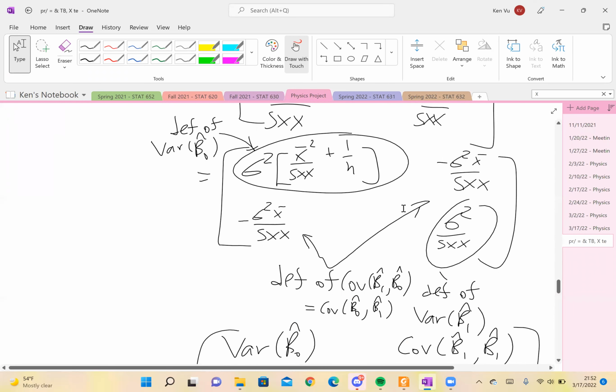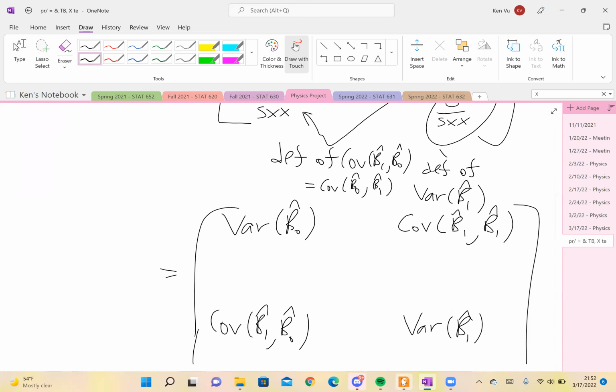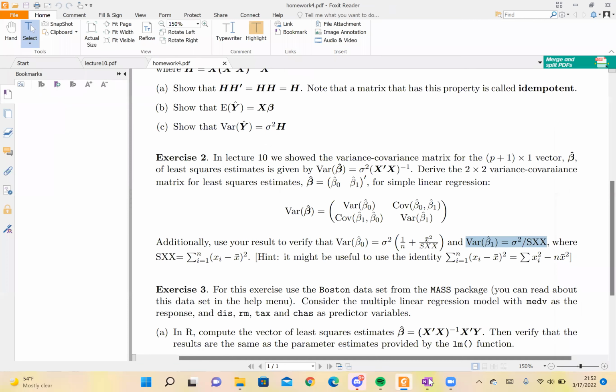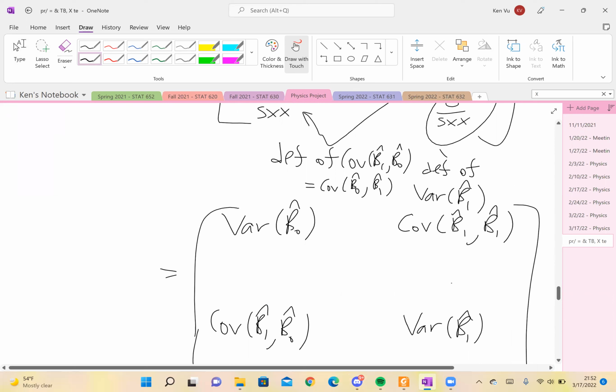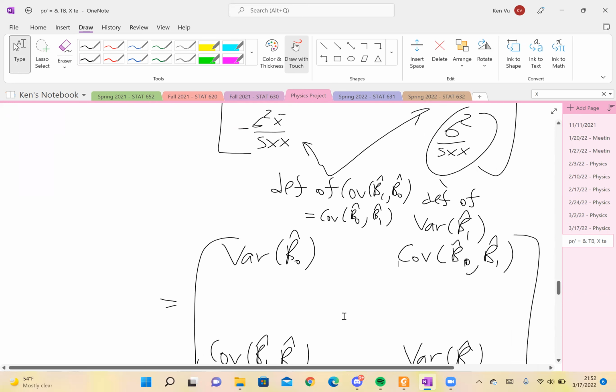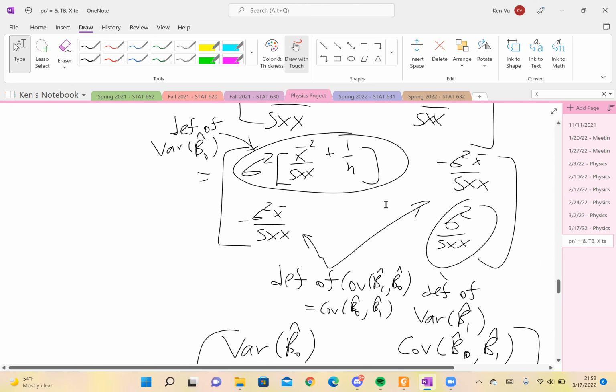Now, for the covariance of beta naught hat and beta 1 hat, I know there's some complex algebra that you have to do, but it's not needed for this problem. But notice how these two are the same thing.